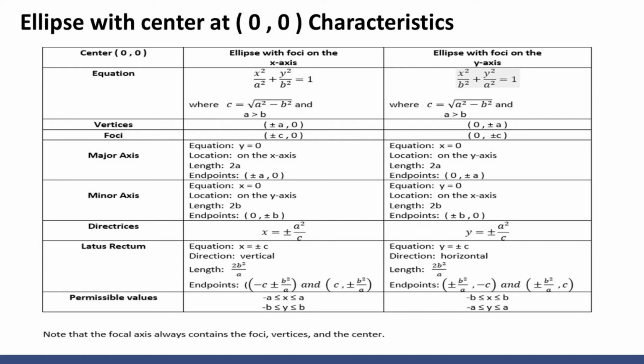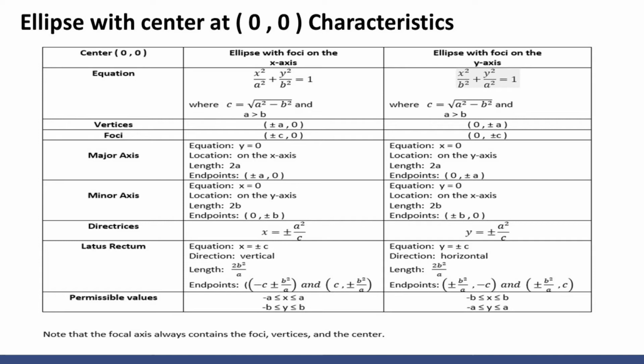Makukuha nyo na yung vertices na kung saan dun sa ating first pattern, coordinates are what? Plus minus a, 0. Samantalang sa kabila ay 0, plus minus a. Para naman sa foci, first equation, ang ating coordinates ay plus minus c, 0. At dun sa kabila naman ay 0, plus minus c. For the major axis, ang ating length ay 2a. At syempre pa, ang coordinates ng endpoints dun sa unang equation ay plus minus a, 0. Samantalang sa pangalawa, the coordinates of the endpoints ay 0, plus minus a.